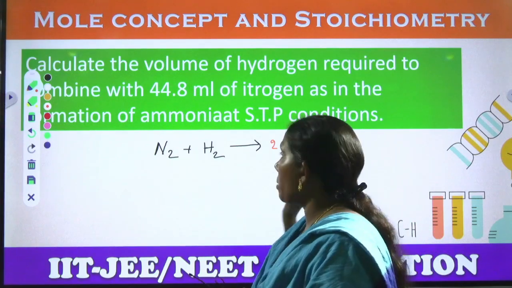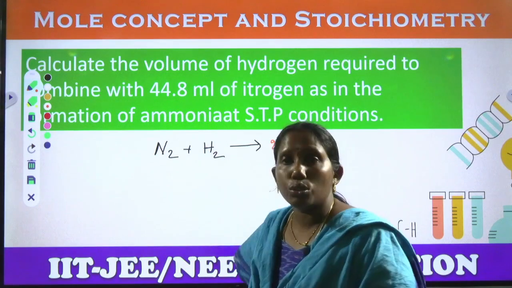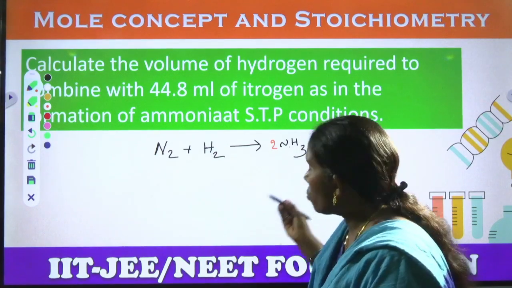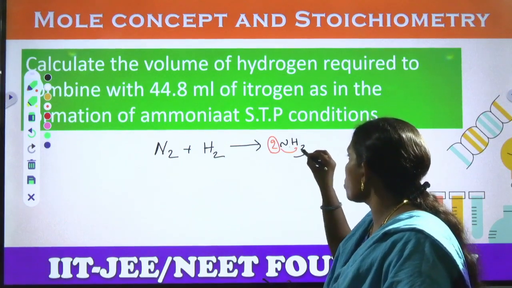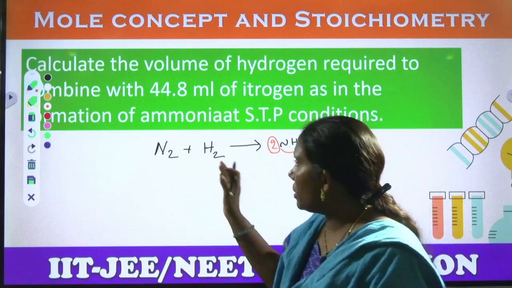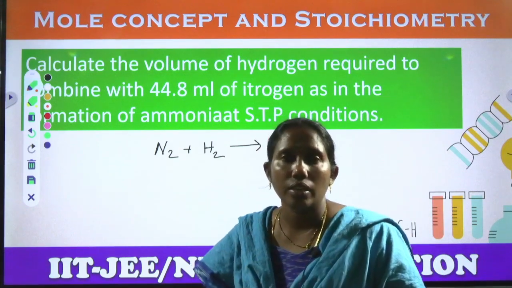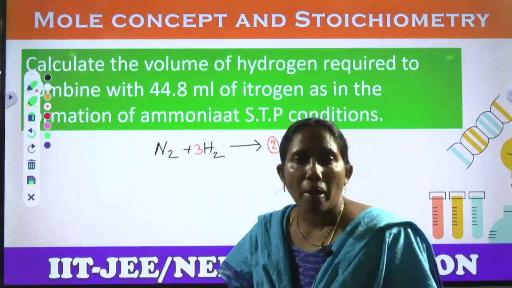So nitrogens are balanced now. Come to the hydrogens. Here how many hydrogens we have? 2 hydrogens we have. Coming to the products, these 2 belong to hydrogen also. So 2 times 3 is 6. This side 6 hydrogens are there, but on the reactant side only 2 hydrogens are there. So 3H2 gives rise to 2NH3. Now it is a balanced equation.